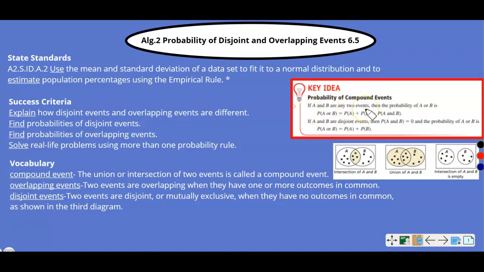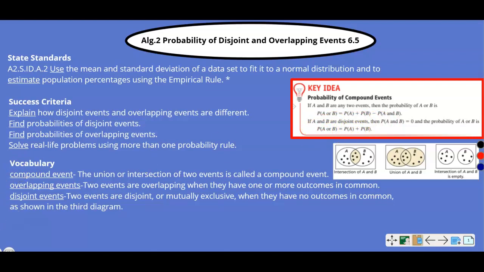Key idea that you do need to be familiar with: probability of compound events. If A and B are any two events, then the probability of A or B, or is the key word here, A or B, is probability of A or B equals probability of A plus the probability of B minus the probability of A and B. If A and B are disjoint events, then the probability of A and B equals 0. That means the overlapping part is 0, like right here. Then the probability of A or B is the probability of A plus the probability of B.